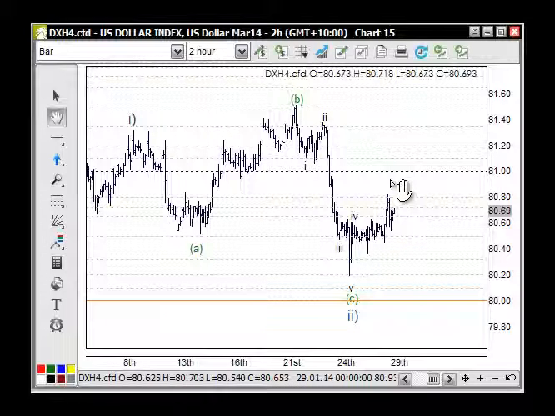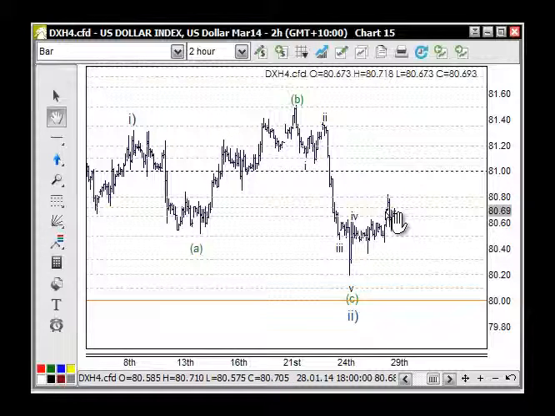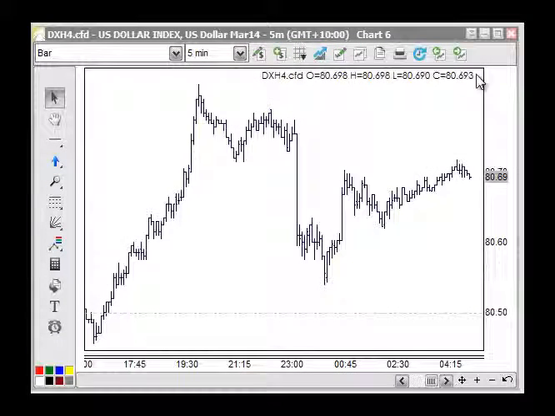So this can be a rally back to the 61.8 retracement level, which is at 81 here, another supply level. So it could roll over from here. This move up through here, we were counting this as an impulse wave to the upside, but it just looks corrective. You know, that's a 5-minute chart.